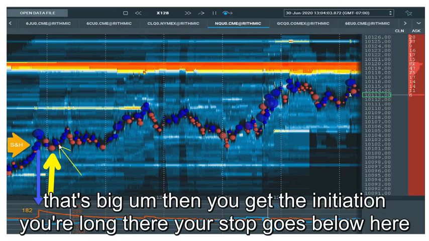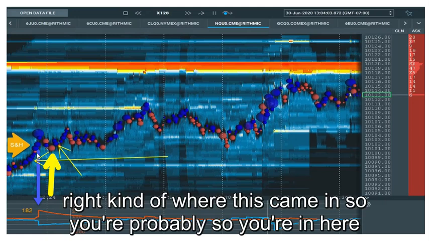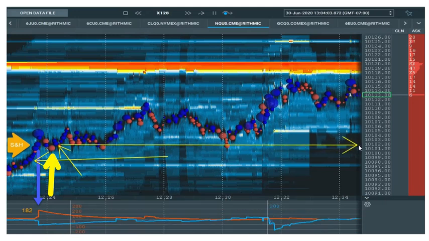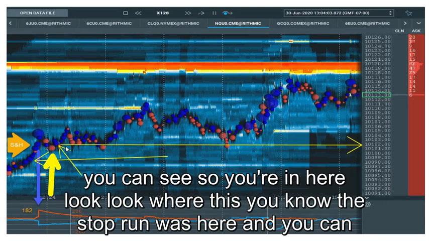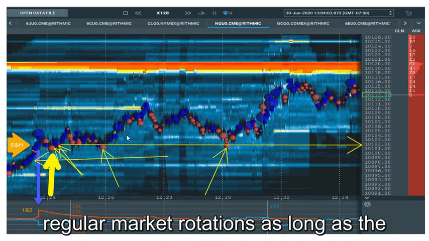Then you get the initiation. You're long there. Your stop goes below here, right? Kind of where this came in. So you're in here. You can see where the stop run was here, and you can see where it retests. So you're in. Again, this helps you not be so freaked out with regular market rotations.